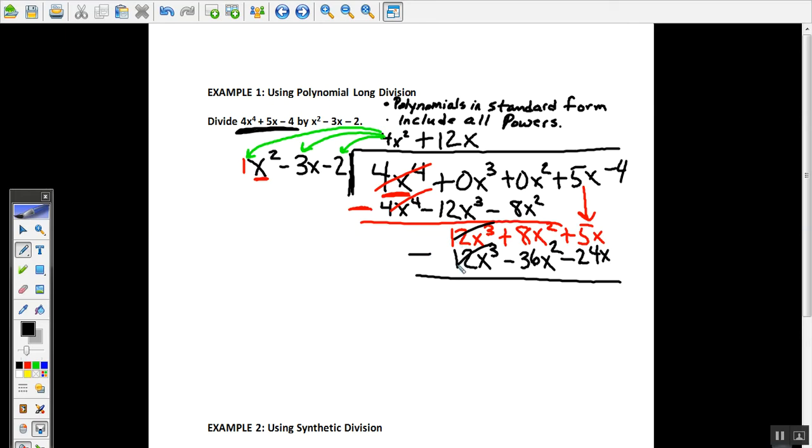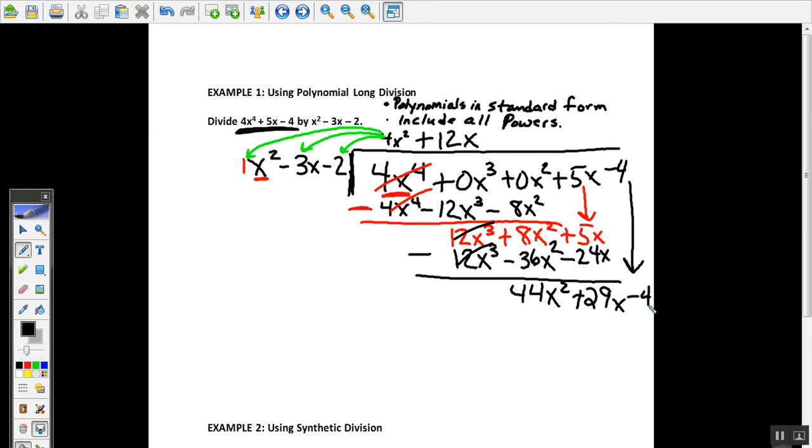8x squared minus negative 36x squared. Where's that? Careful. Subtracting a negative is addition. 44. Yep, 44x squared. How about 5x minus negative 24x? 29x. Any terms I can bring down, kids? Okay, now that minus 2 was the last term I brought down, right? Keep that in mind. Guess what you get to do again?